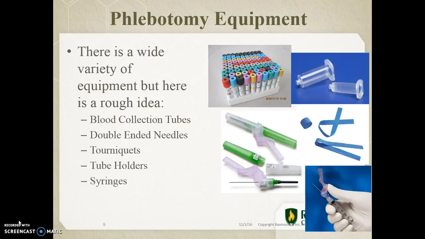Now there's your venipuncture equipment. There's a wide variety of equipment that we use during phlebotomy depending on which one you are performing. You can use things such as blood collection tubes, double-ended needles, tourniquets, tube holders, and syringes.